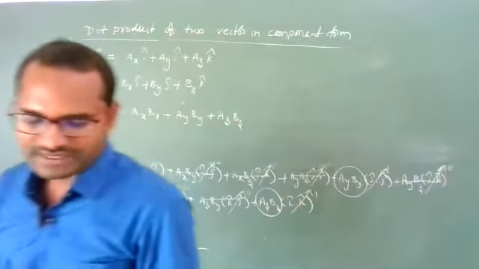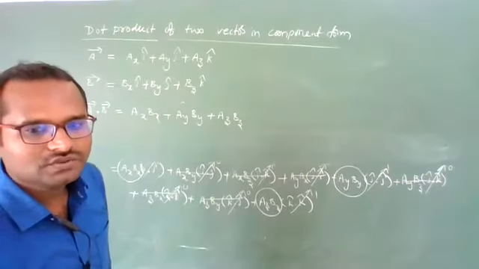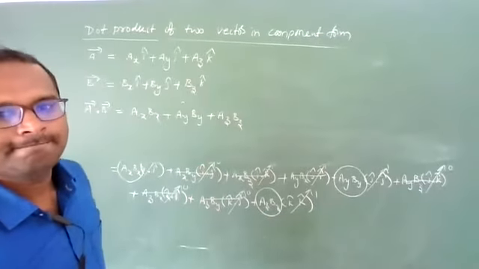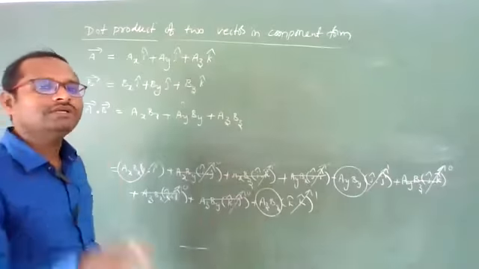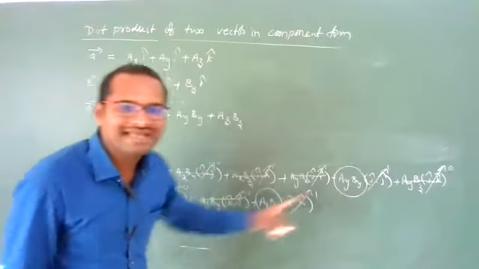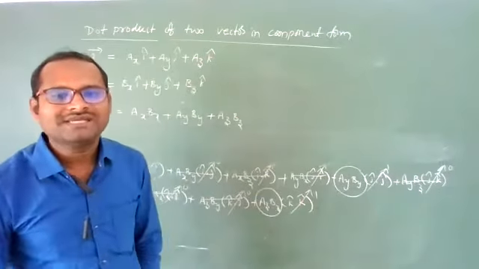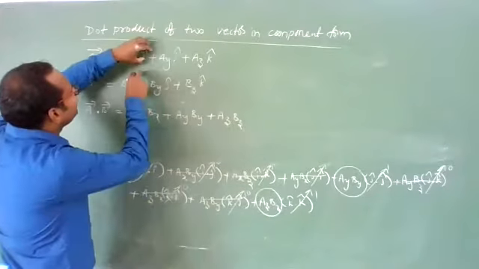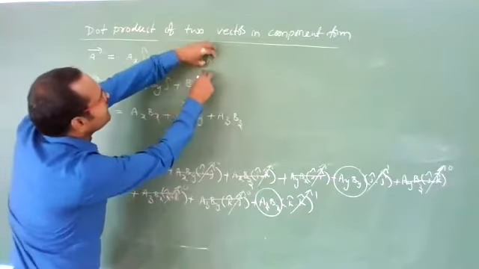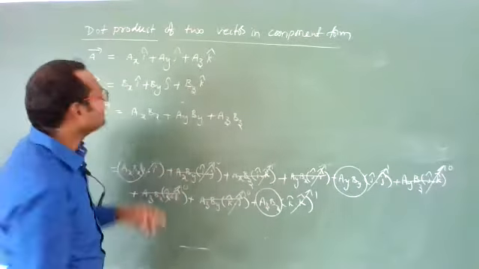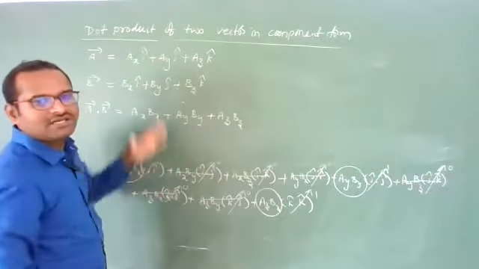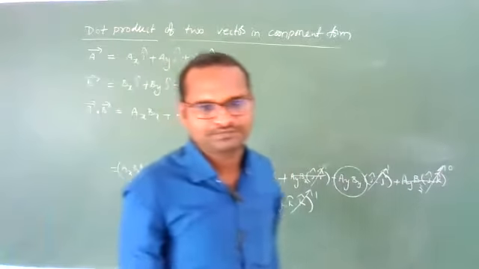We can apply this same result for solving problems. Did you understand what I have done here? I think you already have some idea on this. Do you know this previously? Whenever you are doing a dot product between two vectors, you should not do it like this every time. What you should do is multiply the I coefficients, the j coefficients, and the k coefficients, according to sign. Plus into plus is plus. If plus or minus is there, you should do according to the sign.